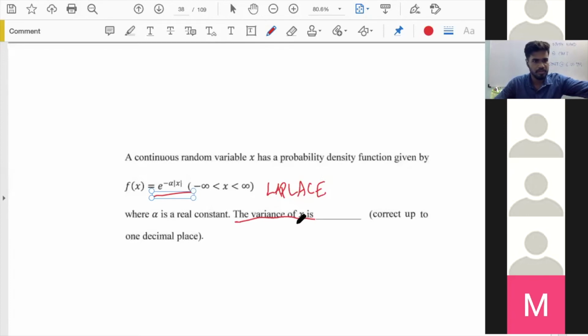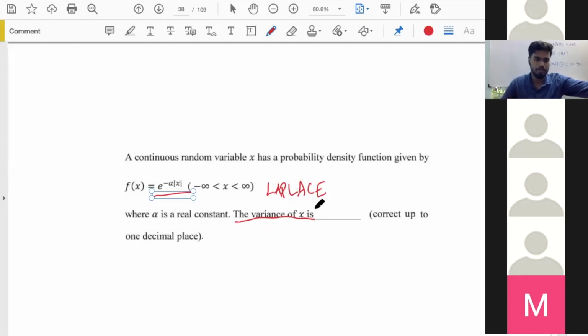Okay, so the only option is double integral. Okay, we have some answers in the chat. I'll get to that. So if you actually try to find the variance by its definition, it's going to take a lot of time.